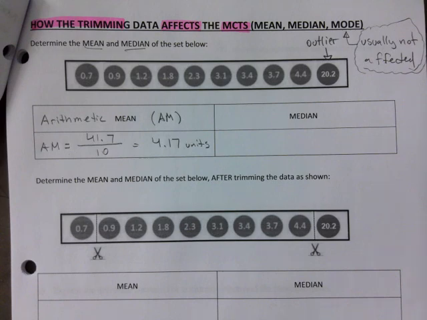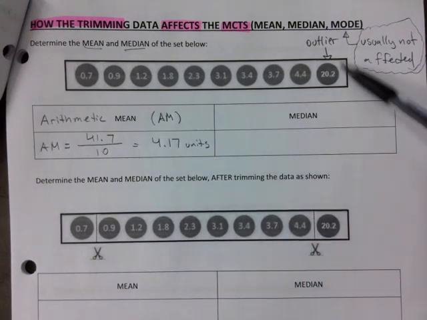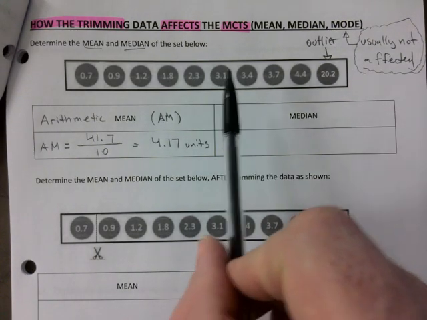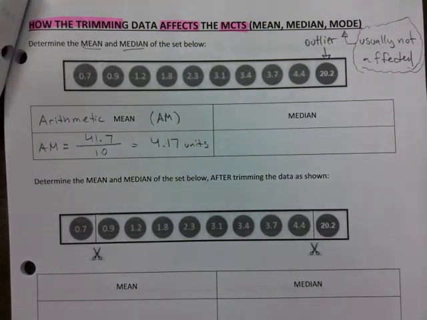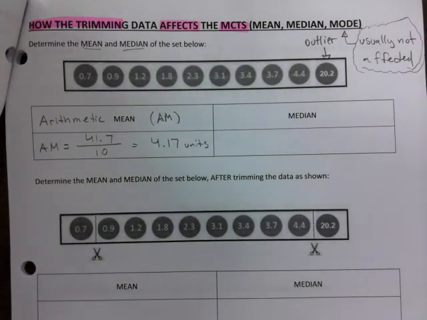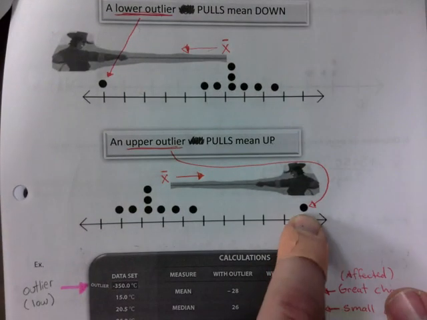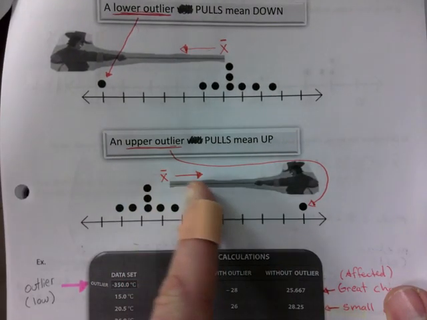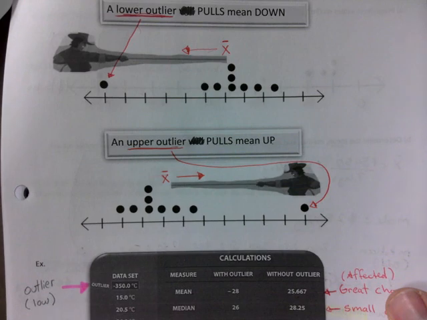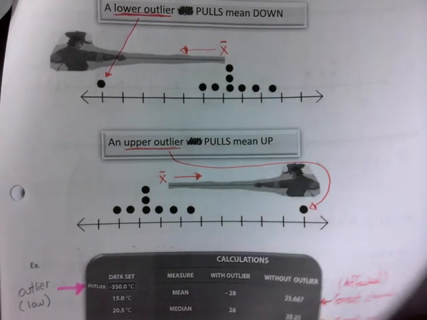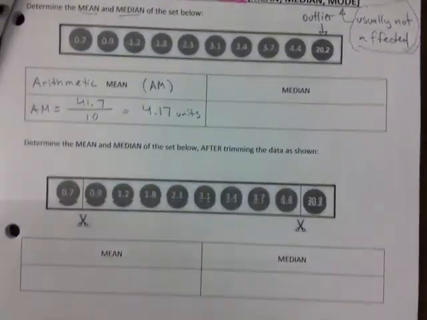Question. Do you think this mean is higher than it should be? What is this outlier doing to the mean? Remember the cowboy one, the lasso? Where is that? It's going to take me a while to find it probably. On page 10, when you have an upper outlier, it pulls the mean up. So you should be able to think of that as you're doing this exercise.